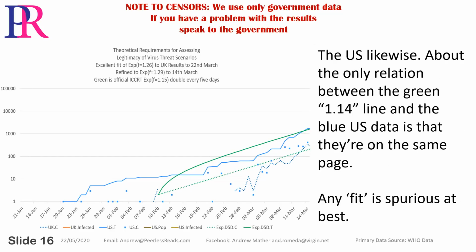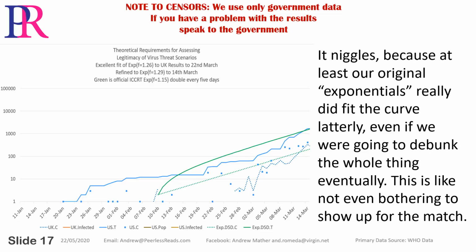The US likewise. About the only relation between the green 1.14 line and the blue US data is that they're on the same page. Any fit is spurious at best. It niggles, but at least our original exponentials really did fit the curve latterly, even if we were going to debunk the whole thing eventually. This is like not even bothering to show up for the match.